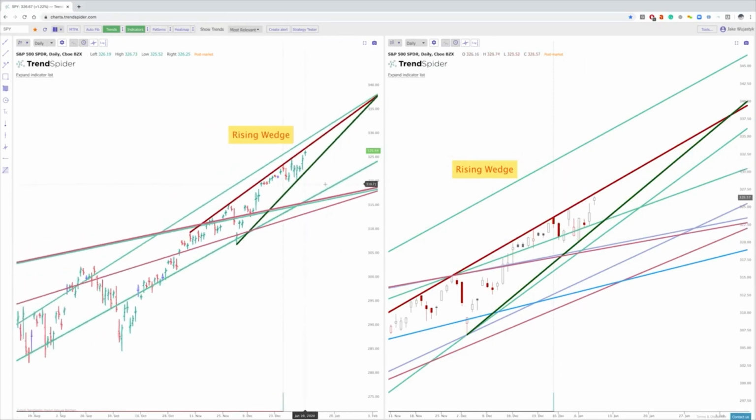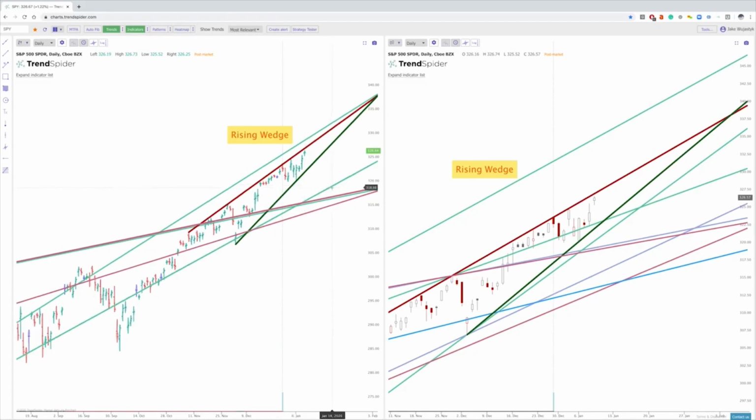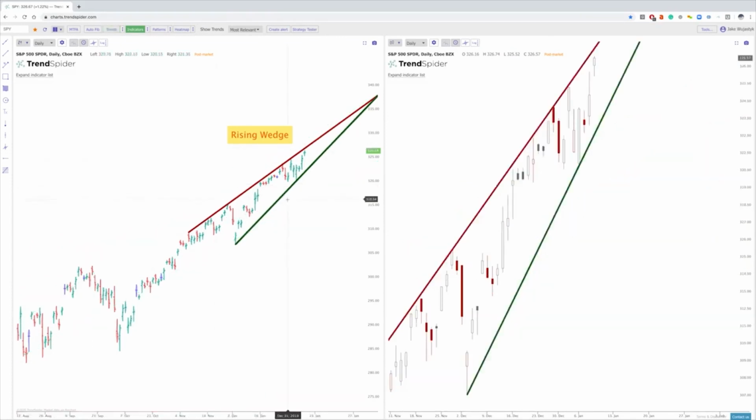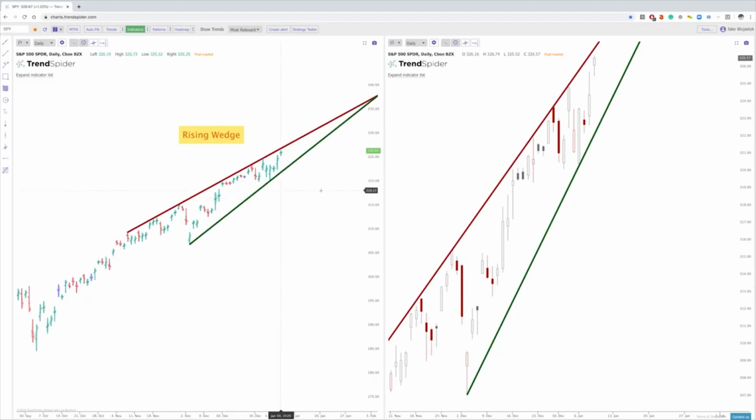What this does is it removes a lot of the bias that you can possibly have on your chart, as well as making the system look for these more mathematically strong and relevant lines for you without having to put too much effort in. So that is the video on how you can use some of these different features on TrendSpider with these rising and falling wedges. Hope this helped.